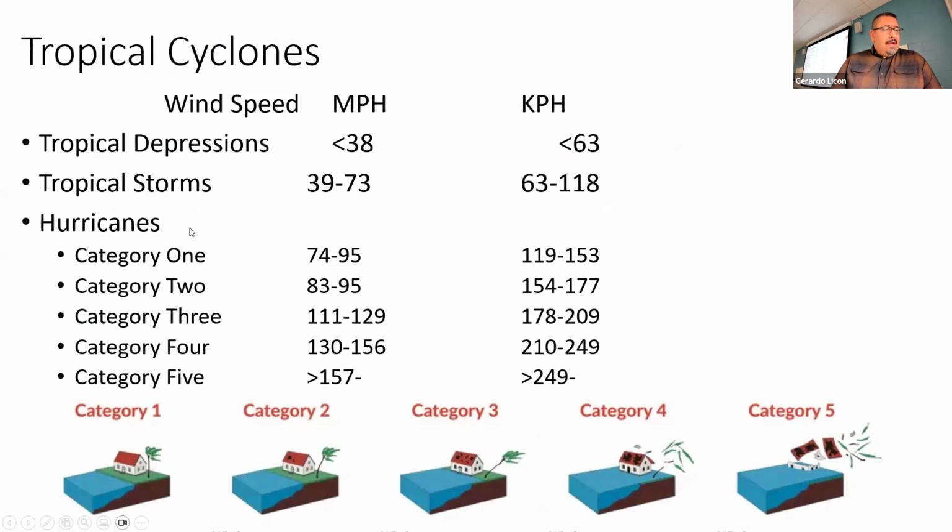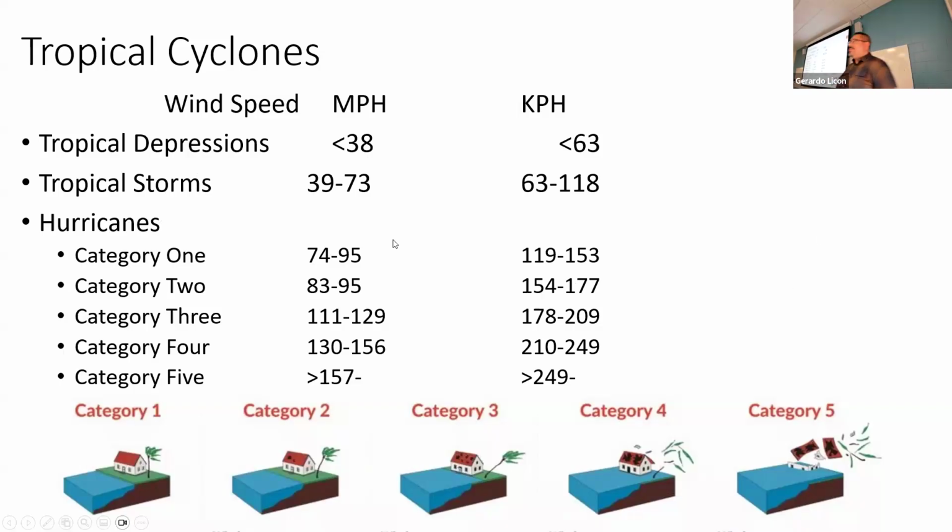Cyclones. So they're measured according to wind speed. First, we have tropical depressions with less than 38 miles an hour, or 63 kilometers. Then storms between 39 and 73 miles per hour. And then hurricanes at 74 miles an hour and above, beginning with category 1, 2, 3, 4, and 5. And so obviously the higher the wind speed, the greater the damage of these hurricanes that can begin as depressions or storms before they become hurricanes.